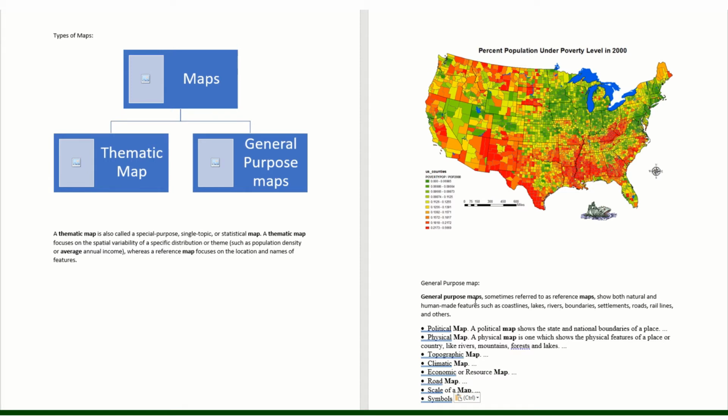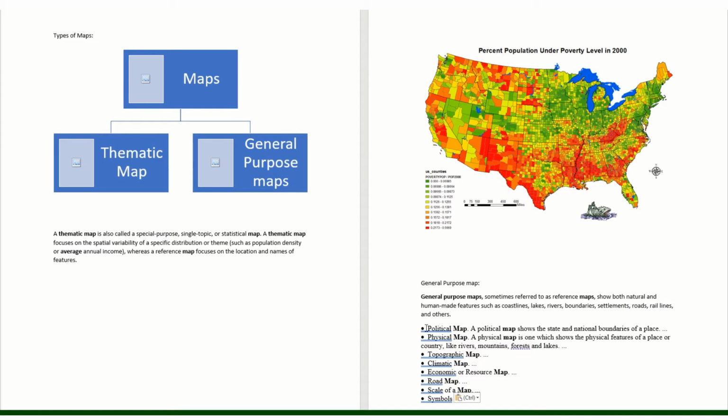So we have another type of map, the general purpose map. It has different types. The general purpose map, as I mentioned, shows both natural and man-made features. So what are the natural and man-made features? The boundaries are man-made features. Sometimes it's a natural feature, because if the boundary is a river, that is natural, but if it is a wall, it's a man-made feature.